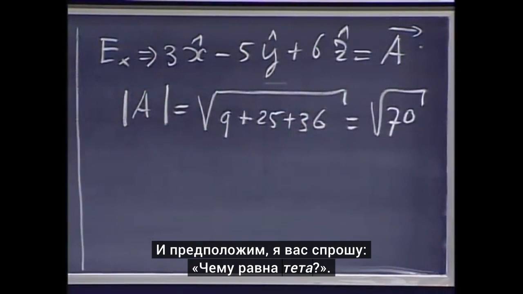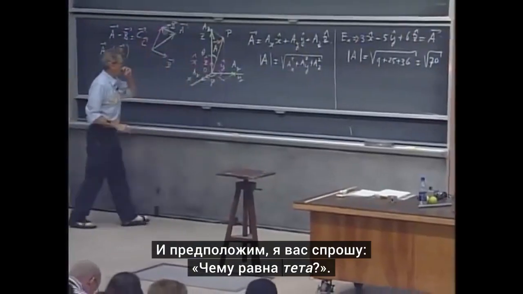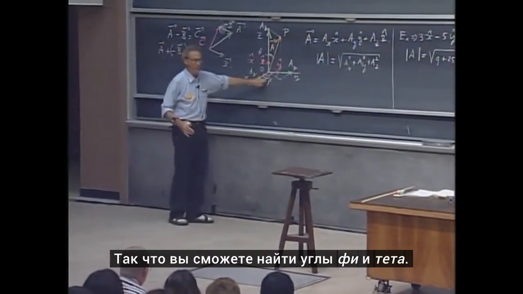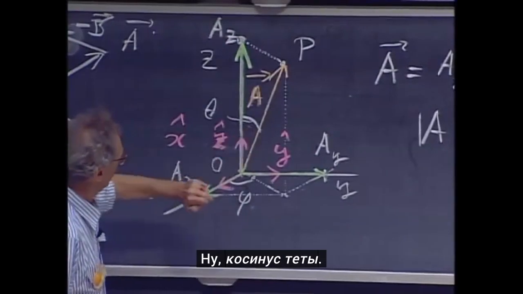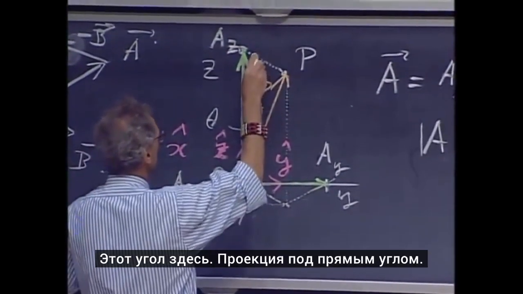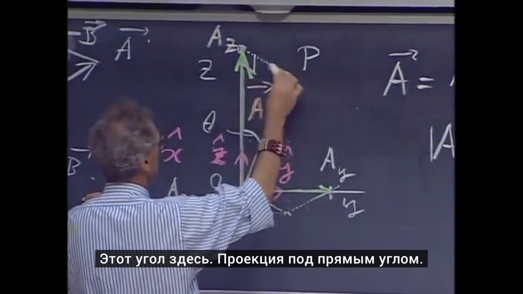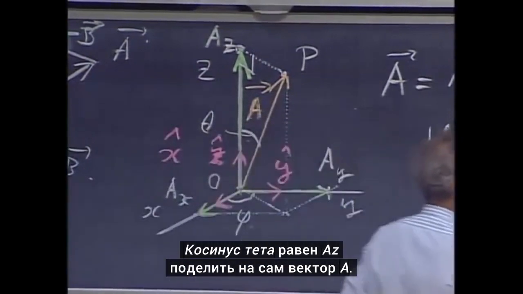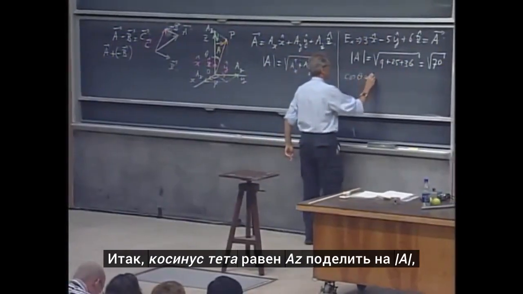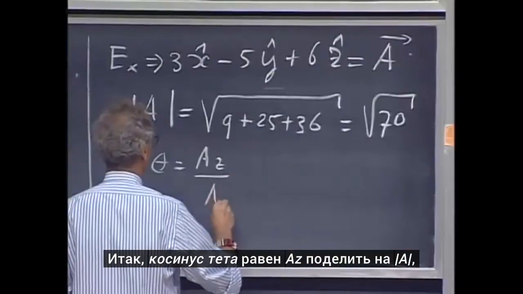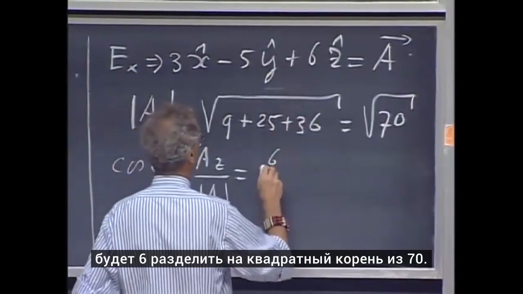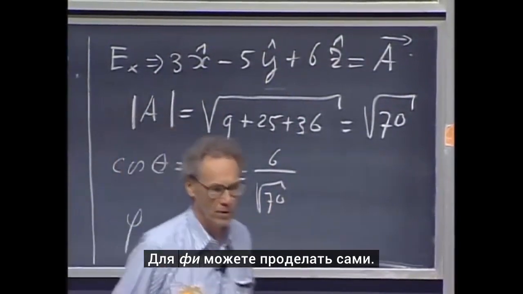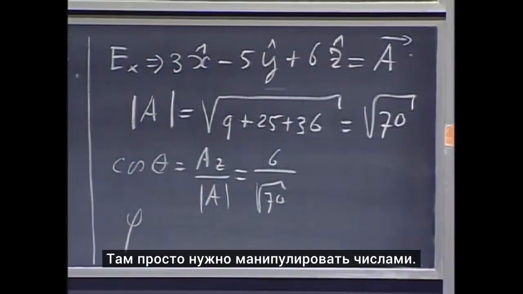And suppose I asked you, what is theta? It's uniquely determined, of course. This vector is uniquely determined in 3-dimensional space. So you should be able to find phi and theta. Well, the cosine of theta, see this angle here, is 90 degrees, projection. So the cosine of theta is A of z divided by A itself, which in our case would be 6 divided by the square root of 70. And you can do phi, which is just simply a matter of manipulating some numbers.